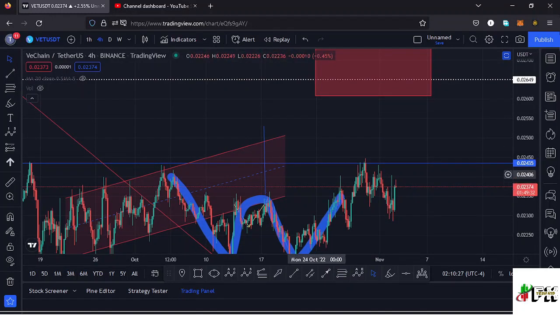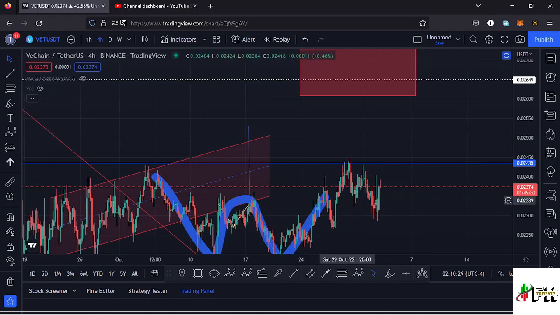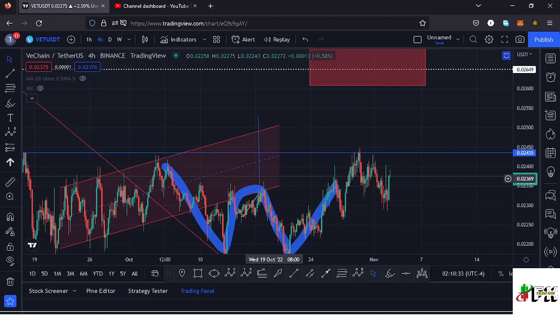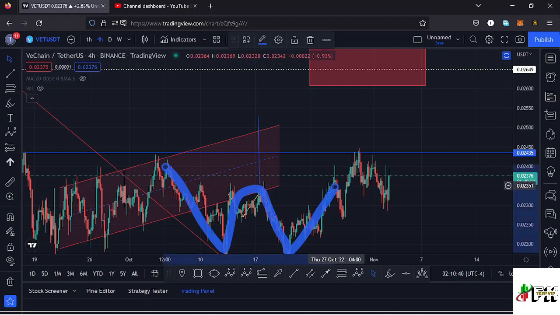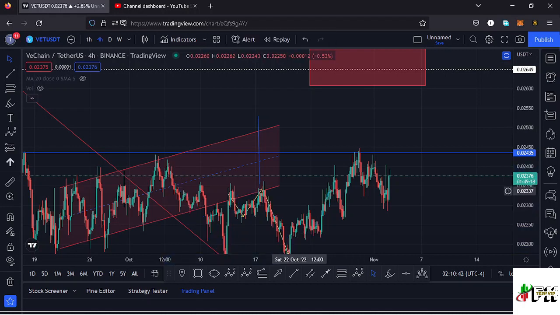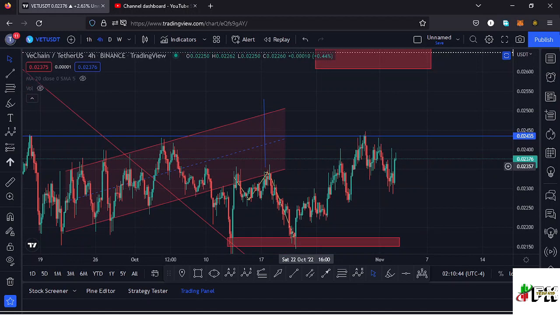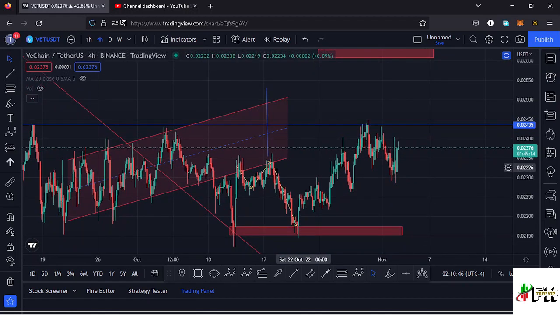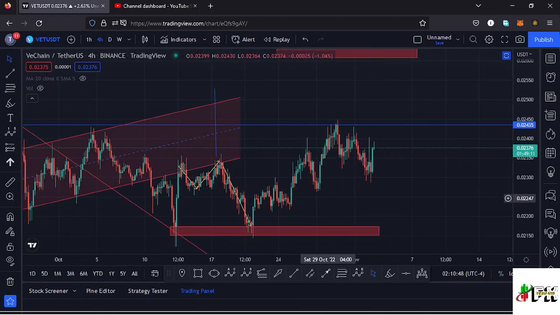So once we see a breakout out of this consolidation that we are seeing right here after the formation of this double bottom, there's a possibility that Vechain is going to trade back above the $0.025 mark. We also have another key chart pattern that is in formation, which is supporting that bullish move to the upper side in the formation of a wave 2, which is an inverse head and shoulders pattern.